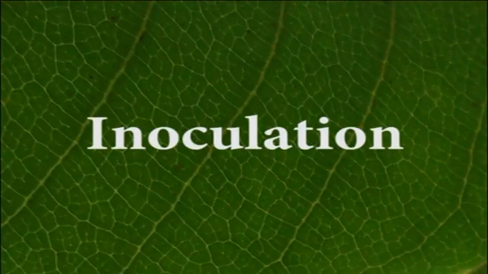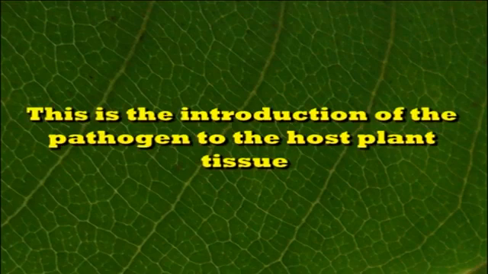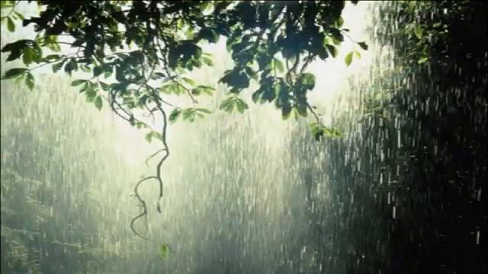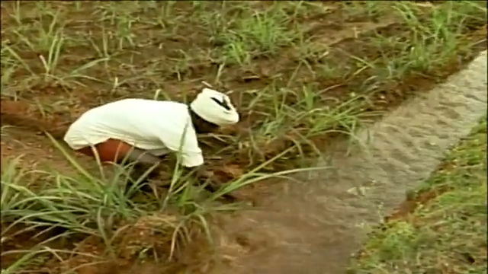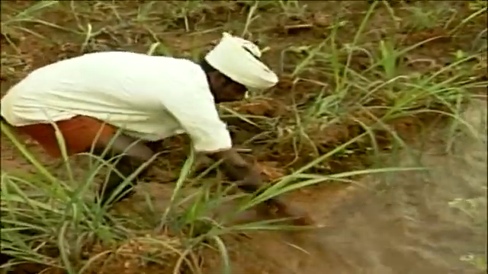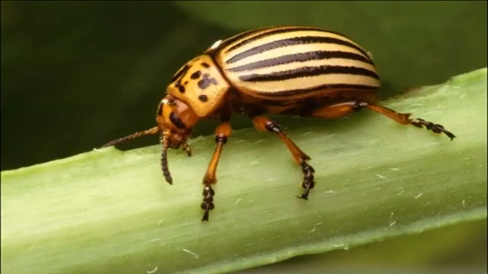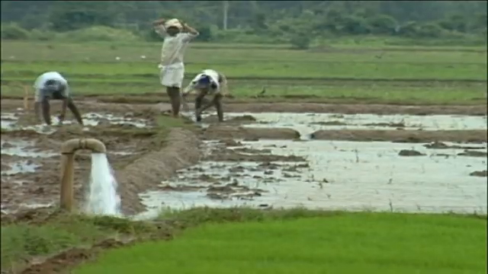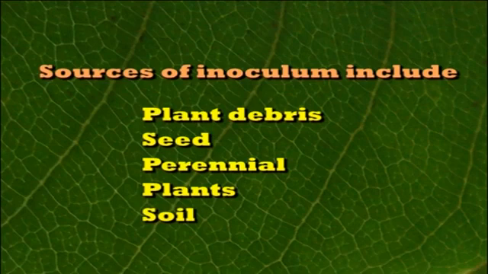They are inoculation. This is the introduction of the pathogen to the host plant tissue. Wind or rain or running water can move pathogens and introduce them into the host plant. Some pathogens move themselves short distances, but most rely on other means such as birds, insects, people or equipment. Sources of inoculum include plant debris, seed, perennial plants and soil.